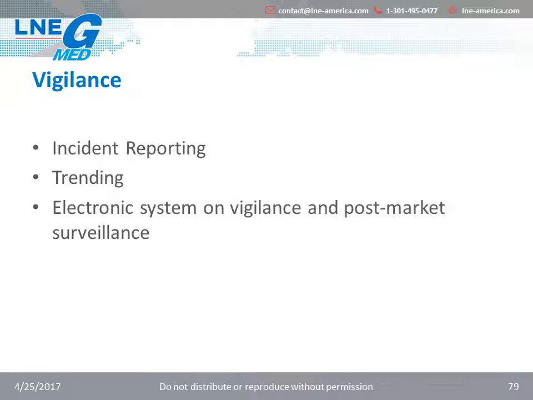Of course, this is a very, very brief overview of vigilance and post-market surveillance, and I highly encourage you to read through the regulation in order to plan integration with your own systems and processes.